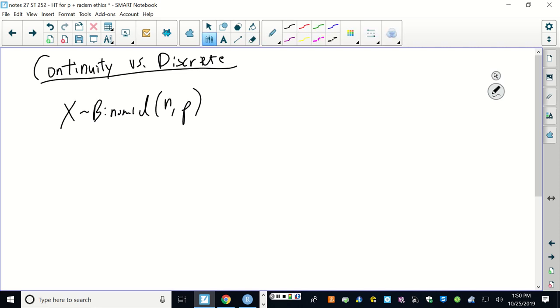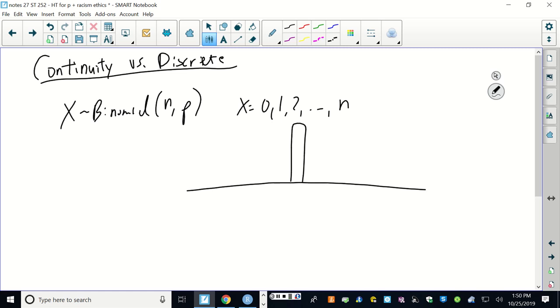x is discrete. X can take on the value of 0, 1, 2, up to n. And so the probabilities for this one are at certain points. There's certain masses of probability. So this is x, and this axis is the probability that x equals a value. The probabilities are going to be like this.